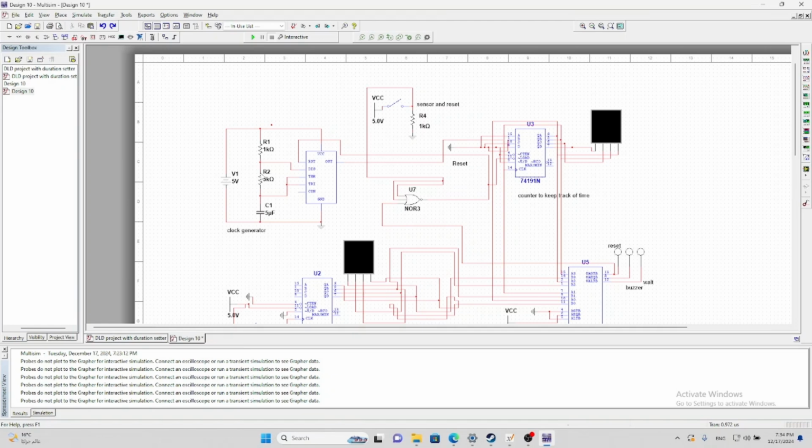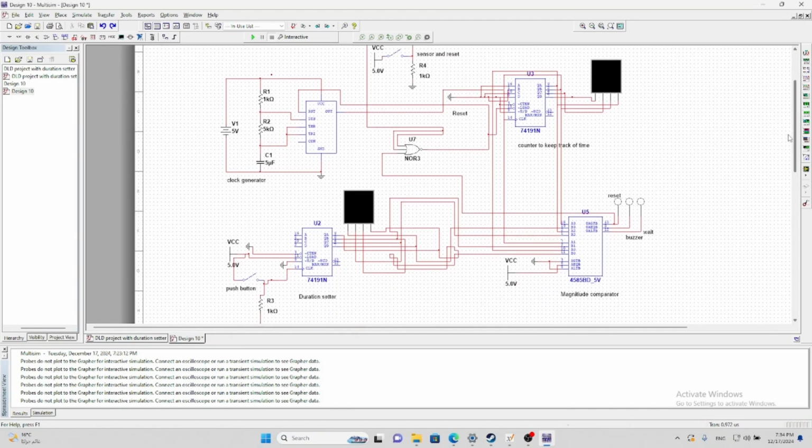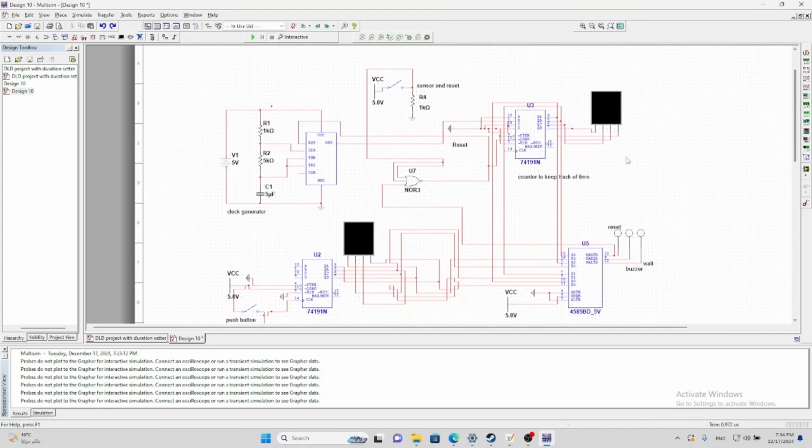So if the counter reaches 15, it is 15 multiplied by 60 seconds, I'm not sure what the number is, but it is that number. And then after we know the time, this part of the circuit, which is the upper part, is responsible for keeping track of time. So we know how much time has passed.